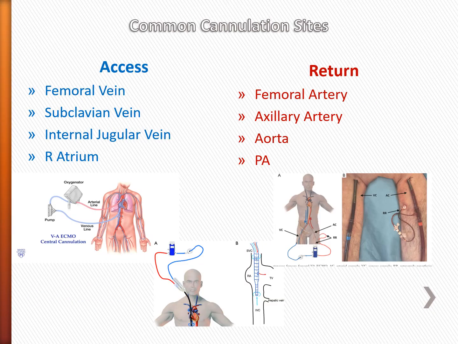On this slide, we can see common cannulation sites. For access, usually we'll use femoral vein or subclavian vein, internal jugular vein, or even the right atrium. For blood return, quite often you'll use a femoral artery, axillary artery, the aorta, or pulmonary artery.